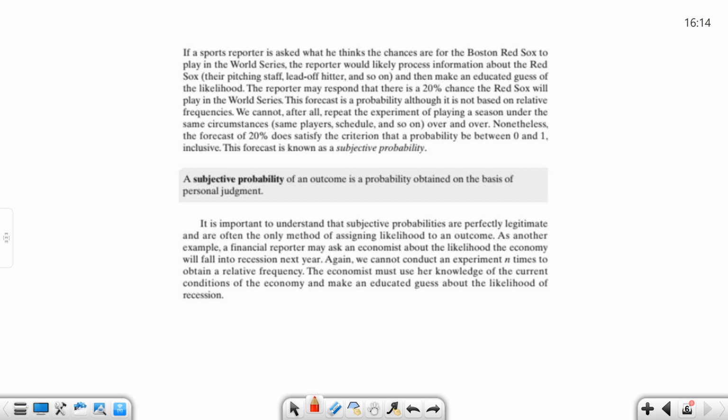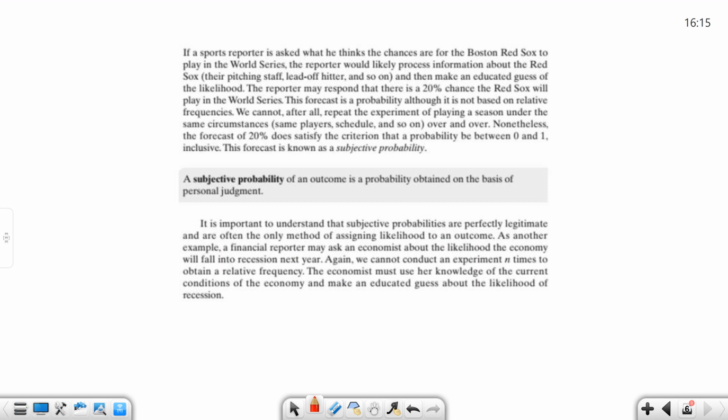Another perfectly legitimate example here is a financial reporter may ask an economist about the likelihood the economy will fall into a recession in the next year. Well, we can't conduct an experiment n times, right, and then figure out how many times we go into a recession. We can't do that. So the economist uses his or her knowledge of the economy and things that are going on, the current conditions, and says, here's my educated guess of what's going to happen.